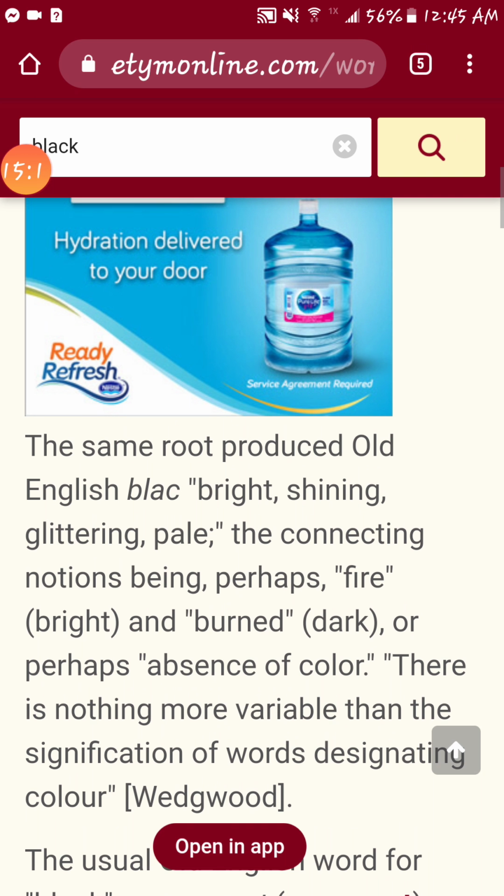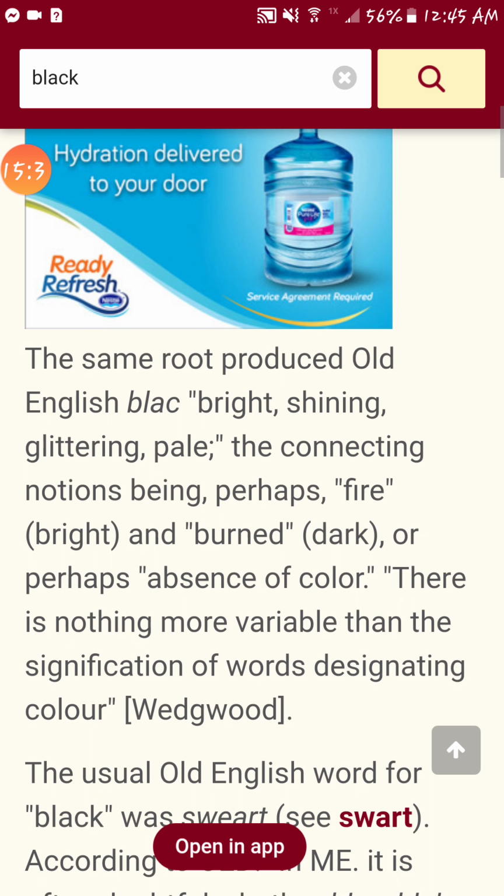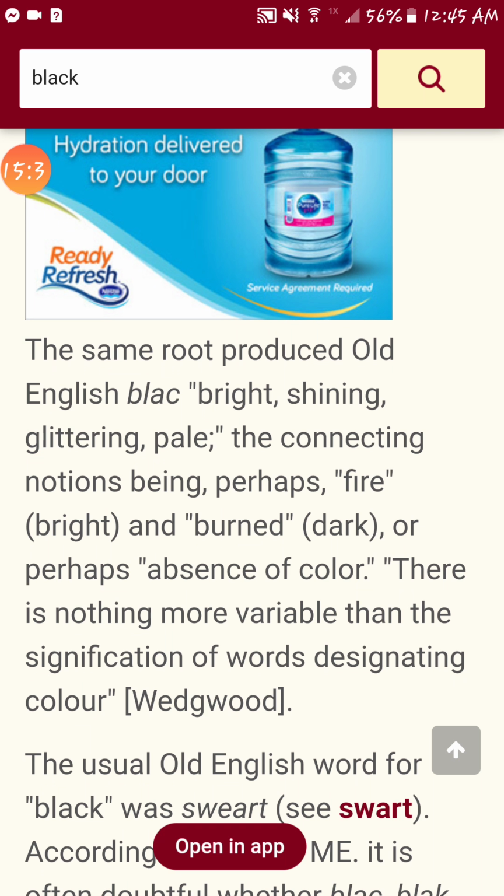They switched the definitions up. Actually, I should have given you that Webster's Dictionary 1858 definition of black. But you know what? I'll link it in the description, where you can go and look up black in the 1858 Webster's.